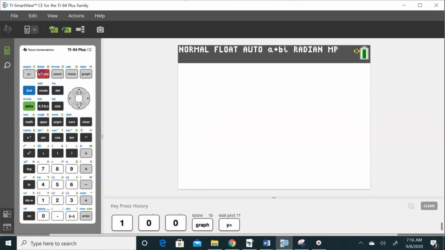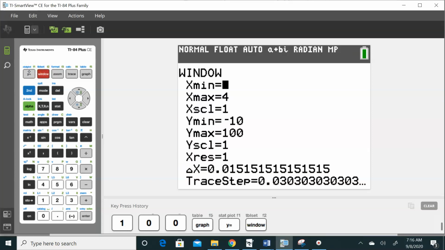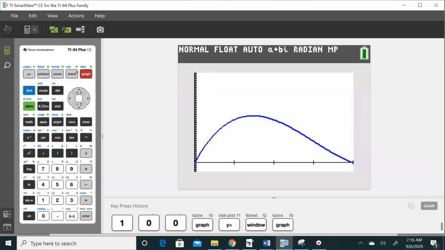And then I set my window. I'll put this down on the piece of paper in a minute, but my domain are the x min and max, 0 through 4. My range are the y's, and I do -10 because I do want to see the x-axis, and I go up to 100, and then I hit graph, and I see what the graph looks like.